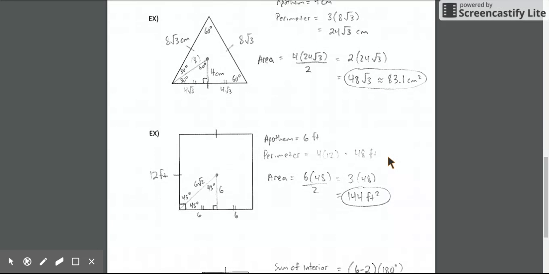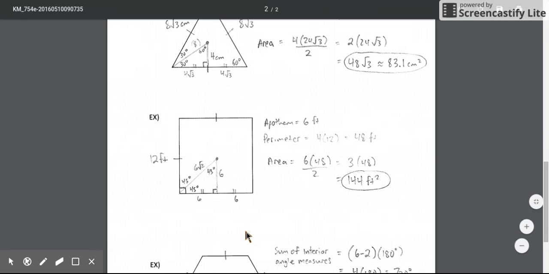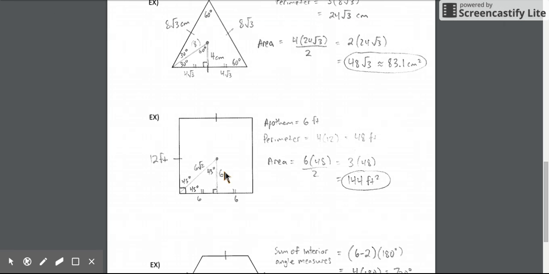Let's do another one that we're pretty comfortable with. Let's look at a square. We know that the area of a square is just squaring the side lengths. So we know that the area of this should be 12 squared, or 144 square feet. Let's see how we can use this new formula to get the exact same answer. If we draw an apothem, that's going to bisect our side length. So instead of 12, we now have two pieces of 6 feet.